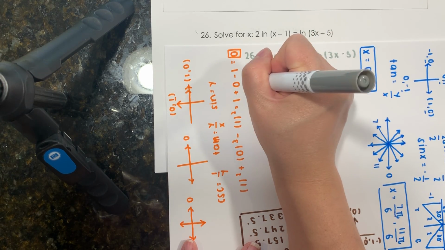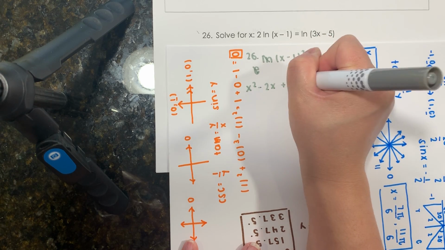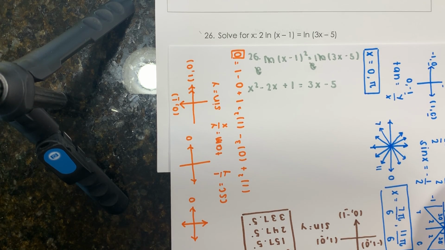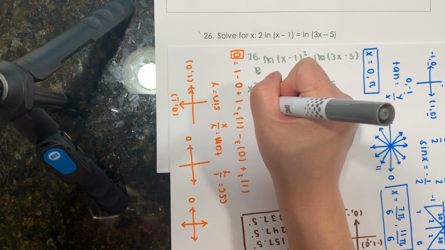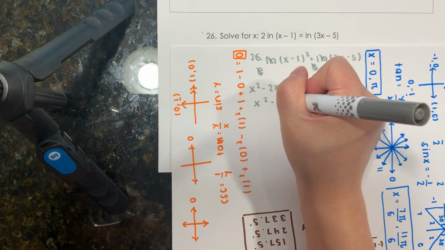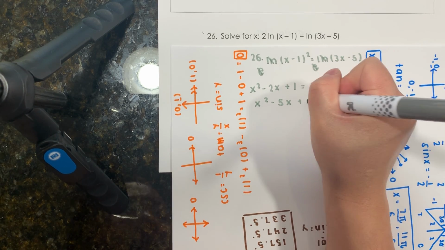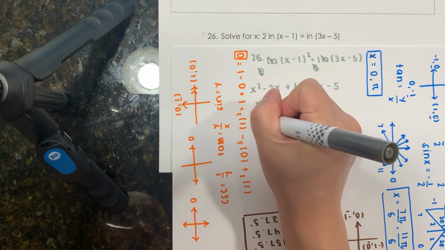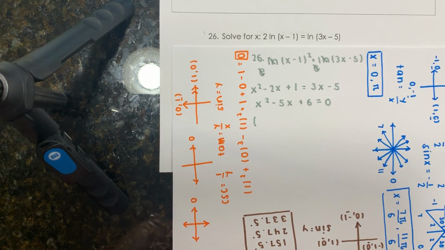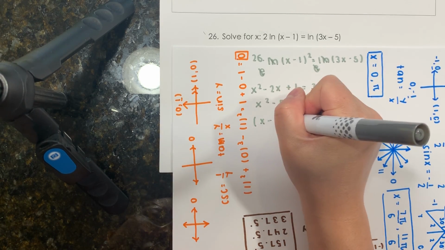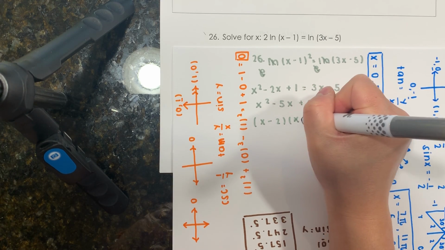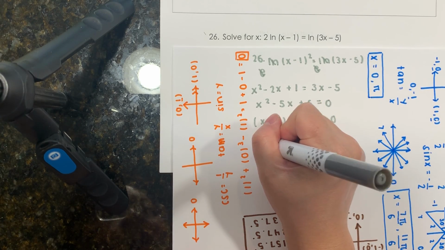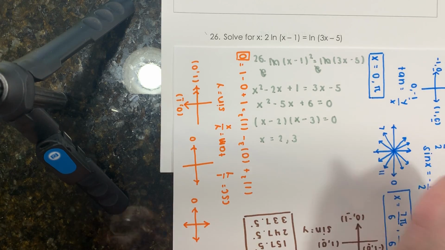Now you get x squared minus 2x plus 1 equals 3x minus 5. And we're going to set this equal to 0 by bringing everything over to the left-hand side. So that's going to give me x squared minus 5x plus 6 equals 0. Now I have to check if this factors evenly. Well, two numbers that multiply to give me 6 but add up to give me negative 5 would be negative 2 and negative 3, which means I have two answers. My two answers would be x is equal to 2 or 3.